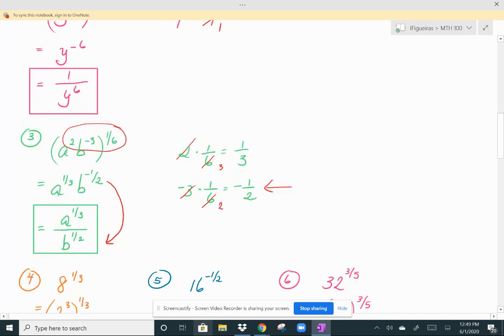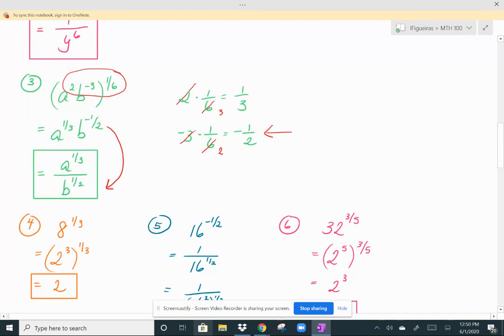Okay, so let's move on. Here I have a to the 1/3, 8 to the 1/3. So what's different about this example is that I don't have a variable, I just have a number as my base. So I can't multiply 8 and 1/3, but I can rewrite 8 as an exponential expression.